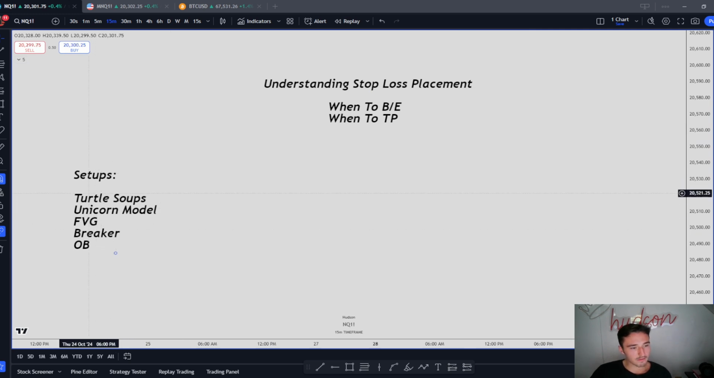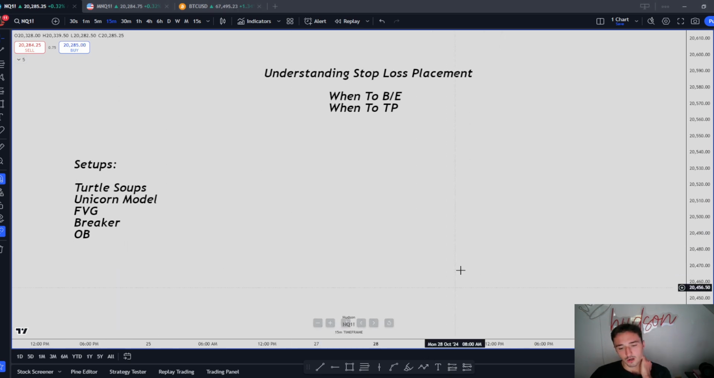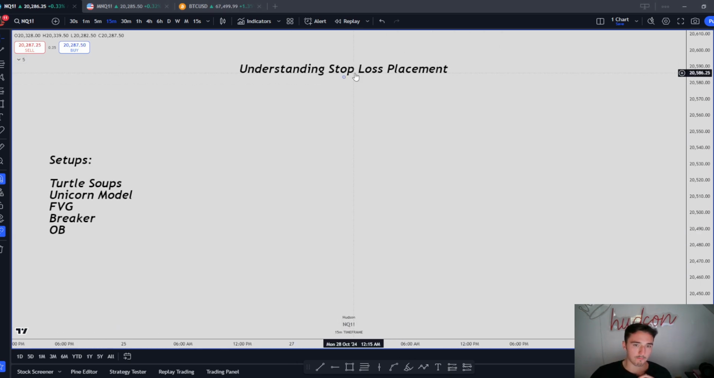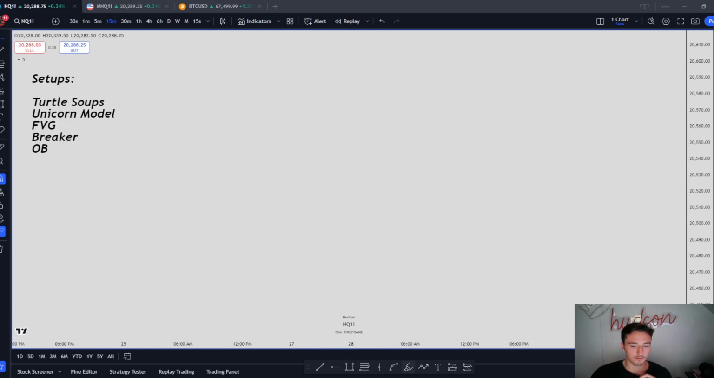But the 5 setups we're going to go over on understanding where to put your stop loss are turtle soups, unicorn, fair value gaps, a breaker, or an order block, right? So we're going to do a little depiction of each of these real quick, right? So if we have, let's say, a little range and you want to use the turtle soup setup, right? Let's say that we're bullish on the day, we want to see an expansion to the upside to a buy side level, right? And we come down here and we take this low, right?